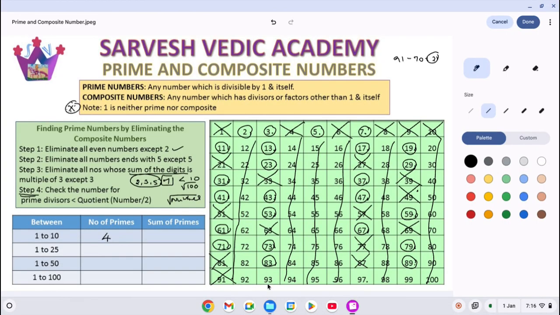93 is also not a prime number because 9 plus 3 is 12, which is a multiple of 3. Then we can go for 97, which is a prime number. Why? Because it is not a multiple of 7 and the sum of the digits is also not a multiple of 3. We can eliminate 99, since 9 plus 9 is 18, which is not a prime number. Likewise, if we count all the numbers up to 100, we can get 25 prime numbers.